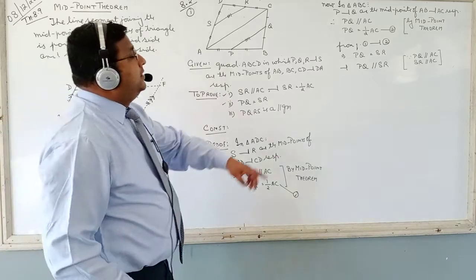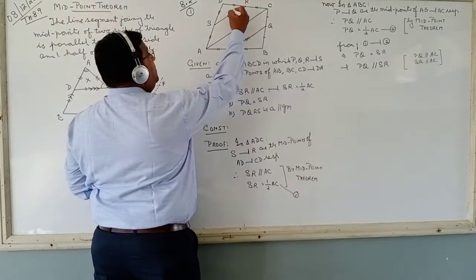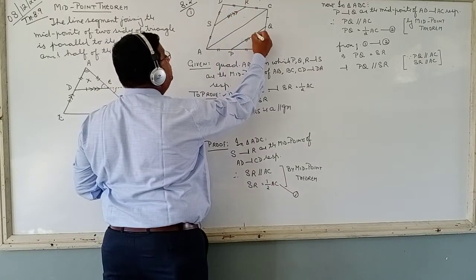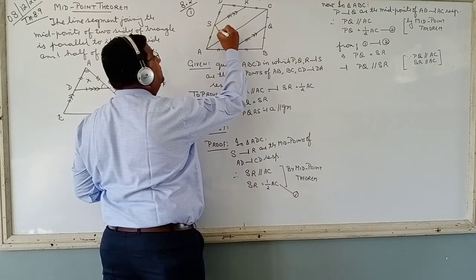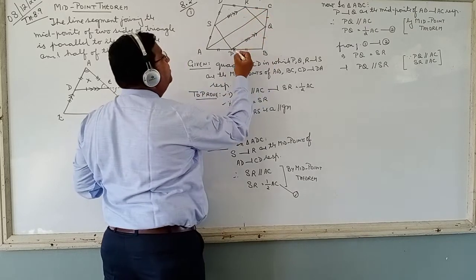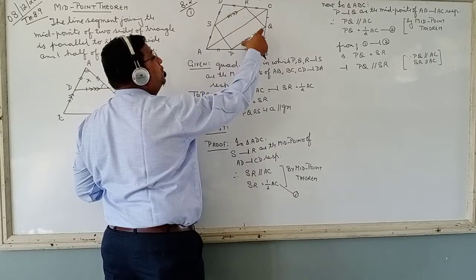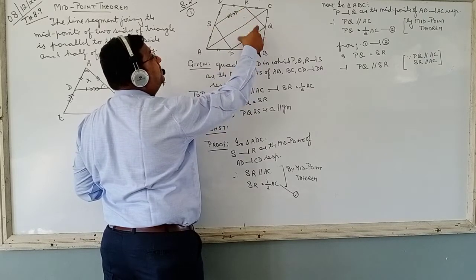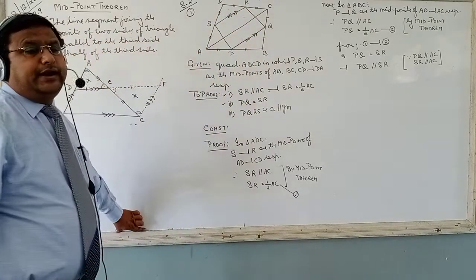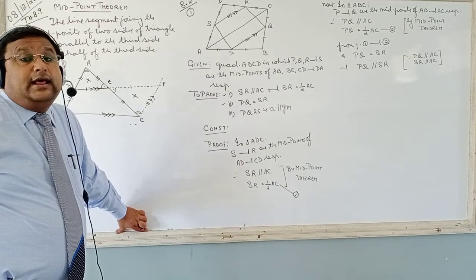Right? So PQ is equal to SR, PQ is parallel to SR. Please observe this quadrilateral PQRS. A pair of opposite sides is equal and parallel. So therefore it is a parallelogram. Theorem number 8.8.